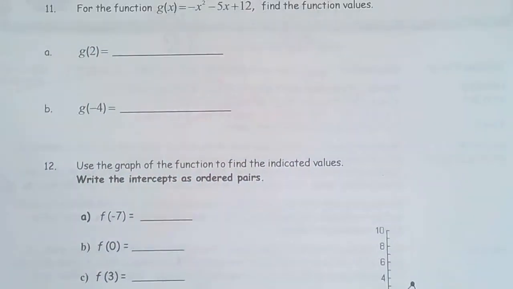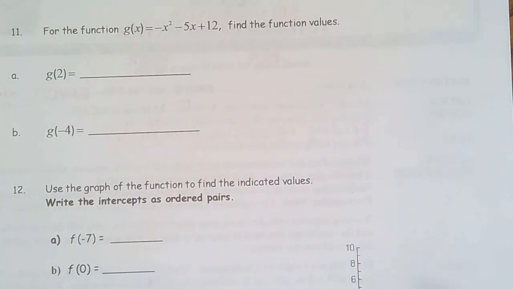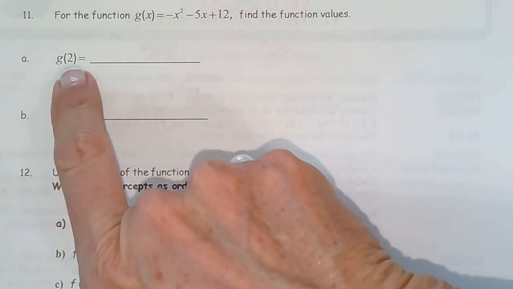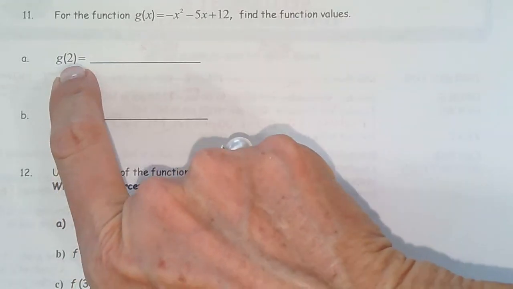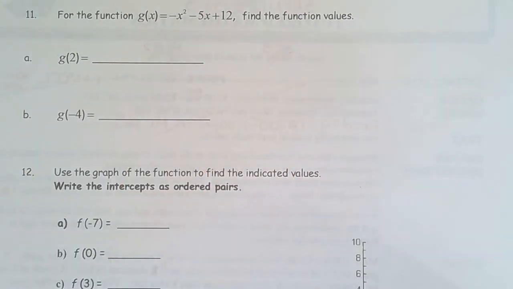Okay, let's move on to page 4. Last 2 problems from section 2.7. So for the function g of x equals negative x squared minus 5x plus 12, find the function values. So we learned that this means replace x with 2, because whatever's in parentheses is always our x, and you can see up there. So replace x with 2.